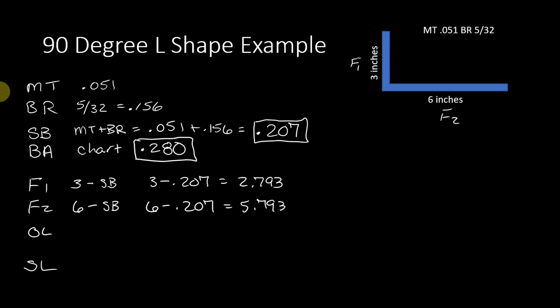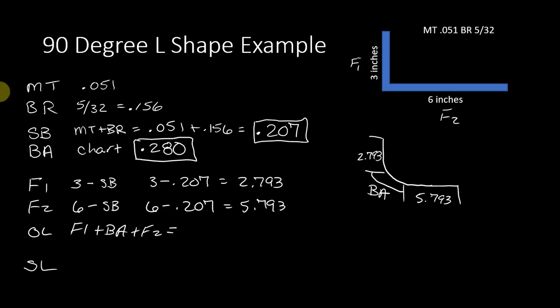Awesome. Now, if you'll remember from the last video, we don't do 90-degree bends in metal. They're nice and curvy. So my flat 1 is 2.793. My flat 2, let me extend that a little bit, is 5.793. And right in here is my bend allowance. So when I'm figuring out overall length, I'm going to take flat 1 plus bend allowance plus flat 2 and get my answer. So I have 2.793 plus 0.28 plus 5.793, and I will get my overall length.